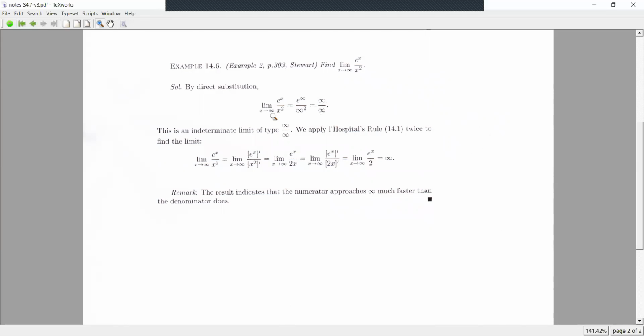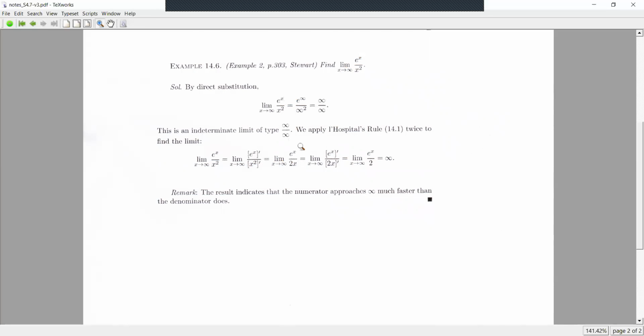As x approaches infinity, e^x approaches infinity. As x approaches infinity, x squared also approaches infinity. So we get infinity over infinity. This is an indeterminate limit of type infinity over infinity. So we can apply L'Hopital's rule to compute this limit. Take the derivative of the numerator and of the denominator. Then we get e^x, whose derivative is e^x, and x squared, whose derivative is 2x.